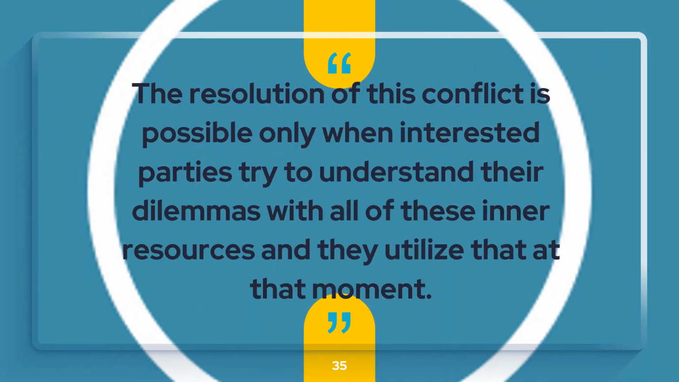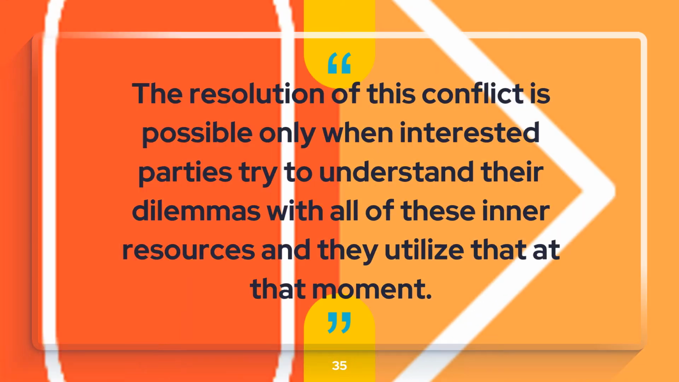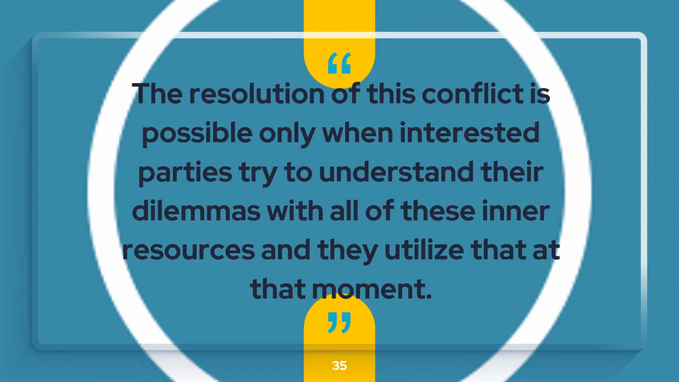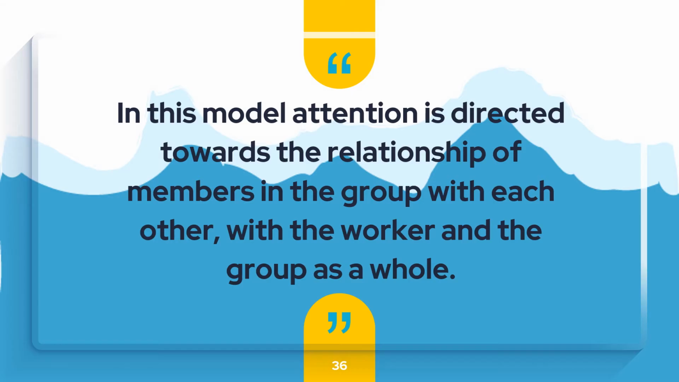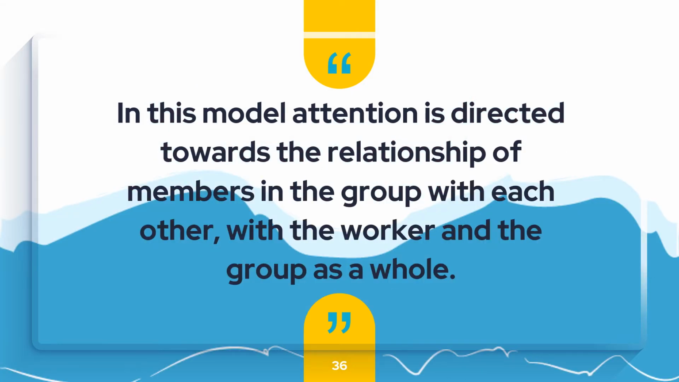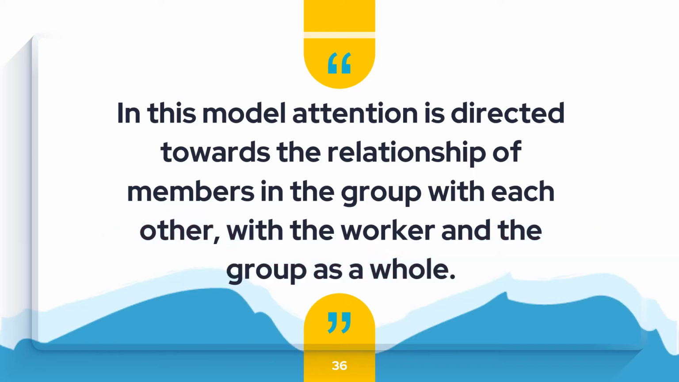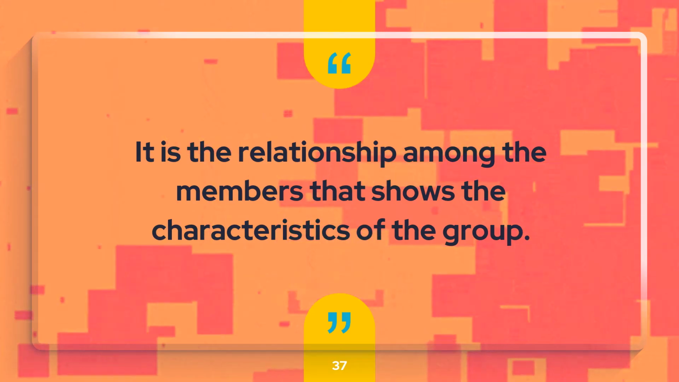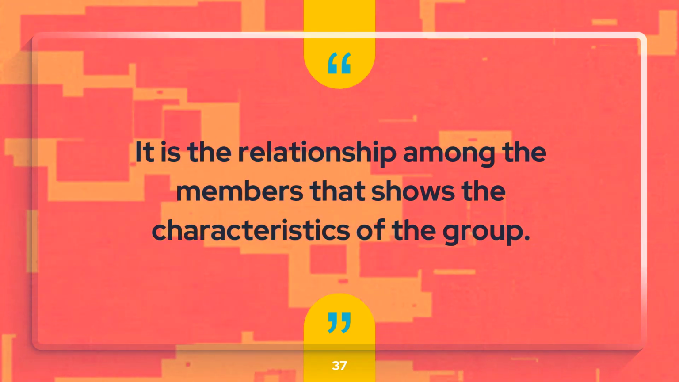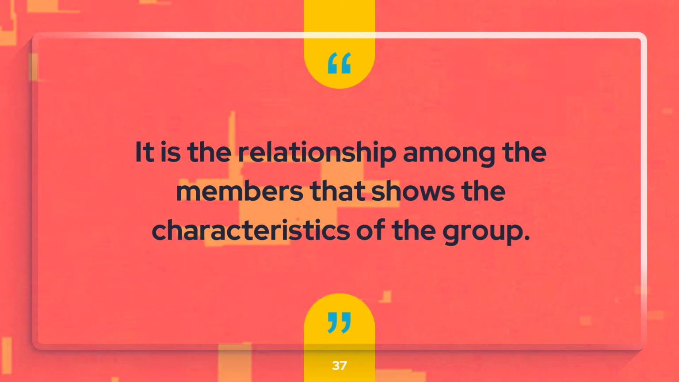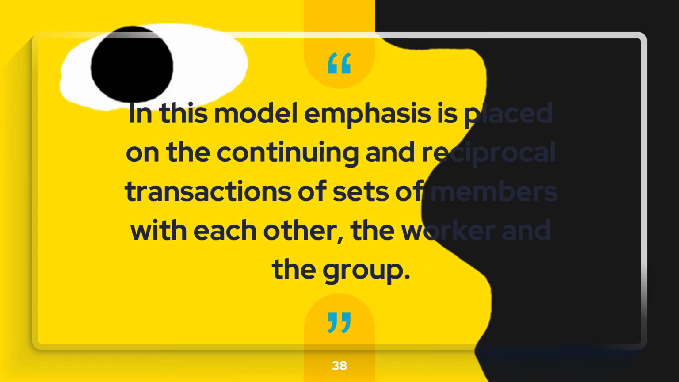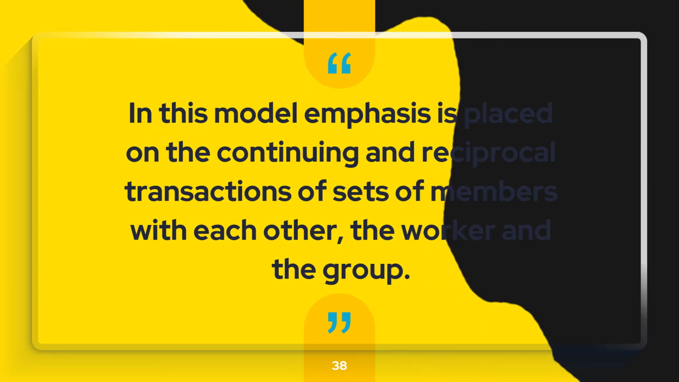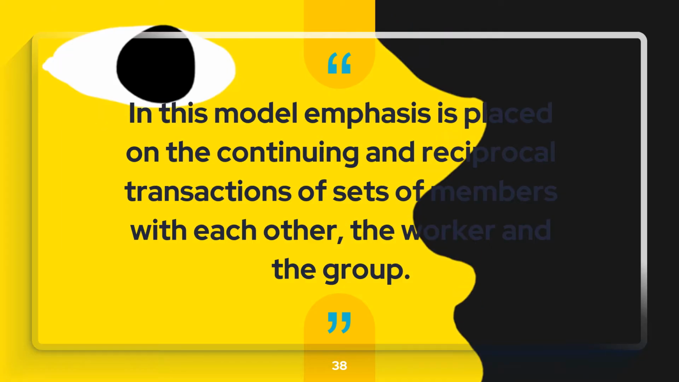Number 2, the resolution of this conflict is possible only when interested parties try to understand their dilemmas with all of their inner resources and they utilize that at that moment. Number 3, in this model, attention is directed towards the relationship of members in the group with each other, with the worker and the group as a whole. Number 4, it is the relationship among the members that shows the characteristics of the group. Number 5, in this model, emphasis is placed on the continuing and reciprocal transactions of sets of members with each other, the worker and the group.